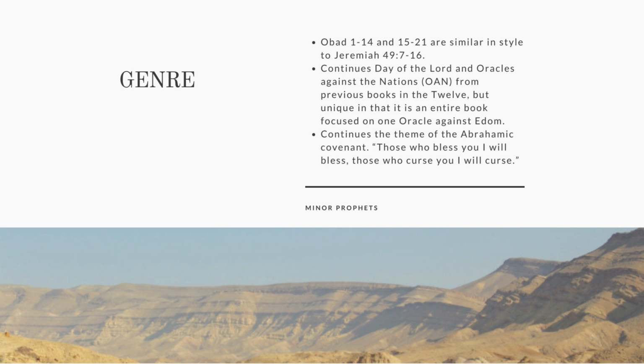As far as genre is concerned, we have Obadiah 1 through 14, and 15 through 21, a similar style to Jeremiah 48, 7 through 16. Then you have the continuation of the Lord's Day and the oracles against the nations from the previous books in the 12. Primarily, you have the Lord's Day coming from Joel, oracles coming from multiple books, including Amos. So you have the same genre working in there. This is why this is among the prophetic books, but unique in that it is an entire book focused on an oracle against one nation, and that's Edom.